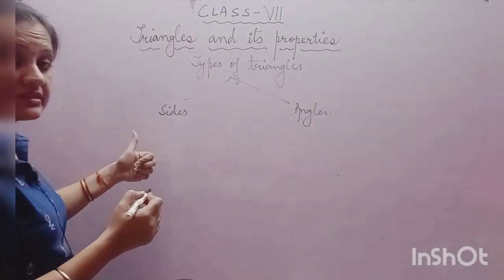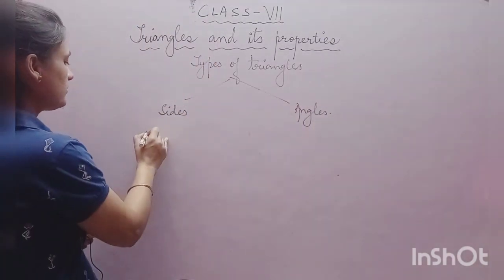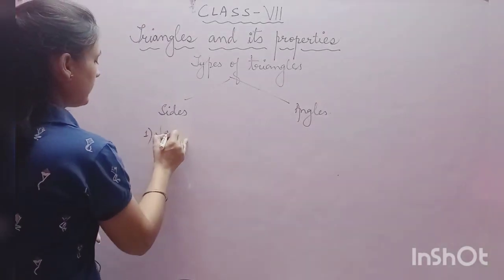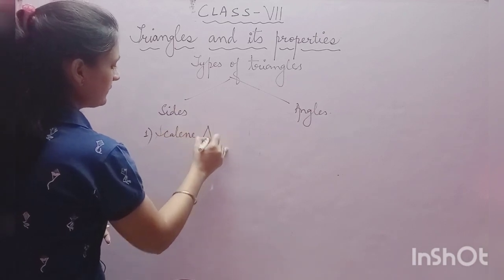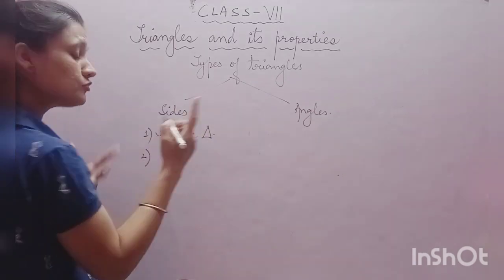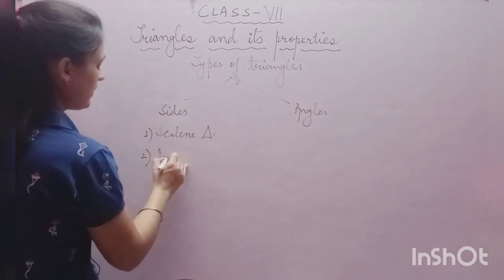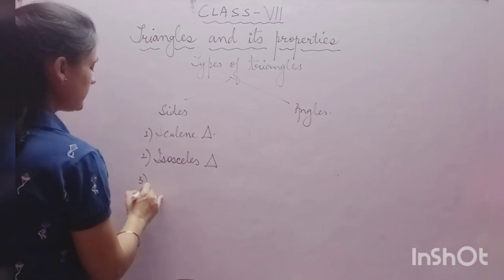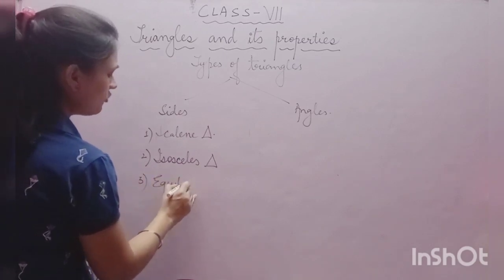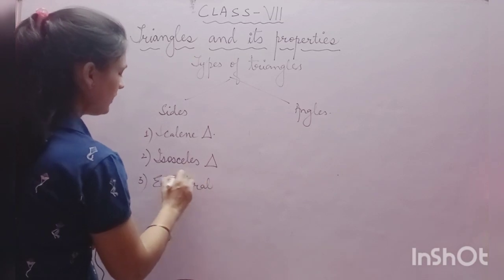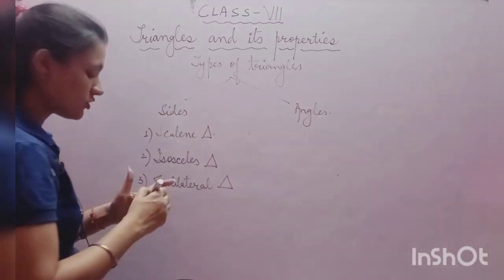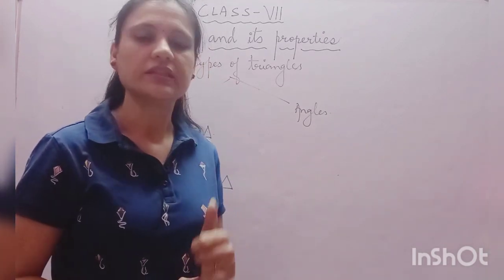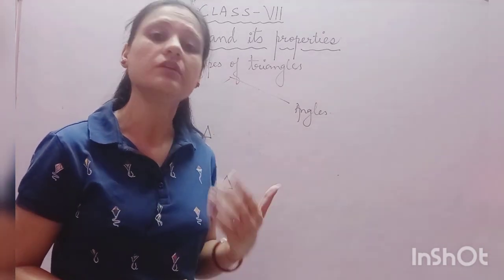Okay, now according to the sides, if all the sides are of different measurement, we call it a scalene triangle. And if the measurement of 2 sides is equal, we'll say isosceles triangle, right? And third is equilateral triangle. I hope with the name itself you can easily understand: a triangle in which all sides are equal and even all angles are equal.